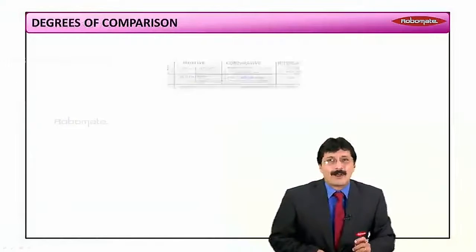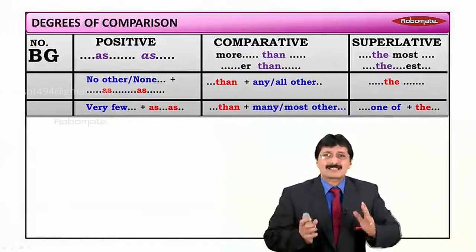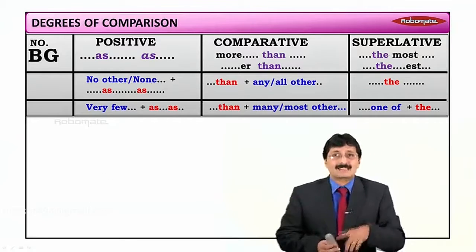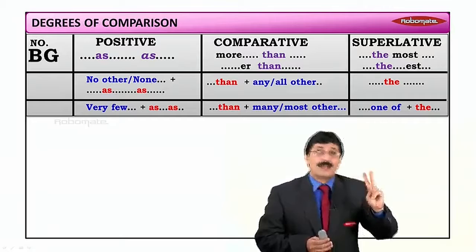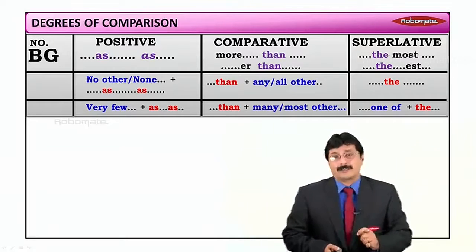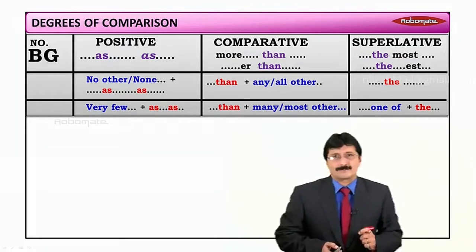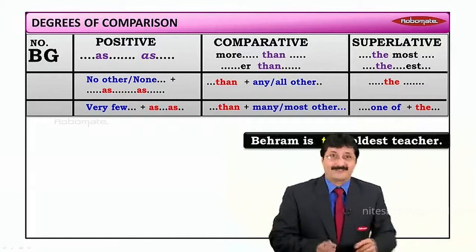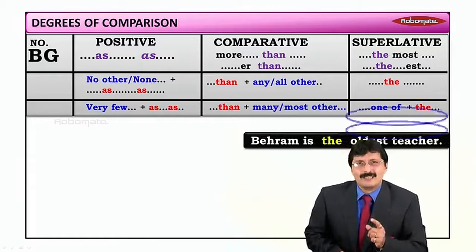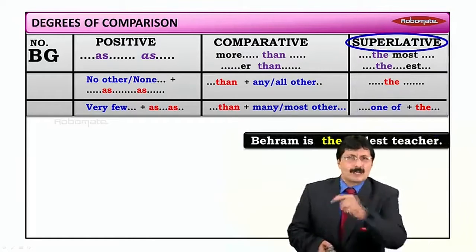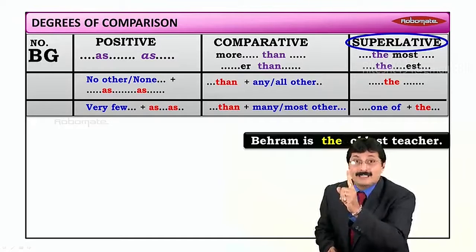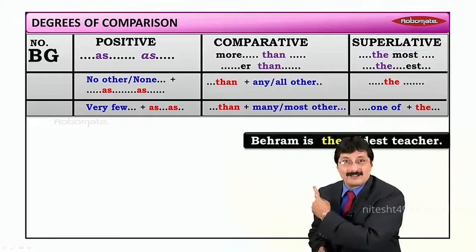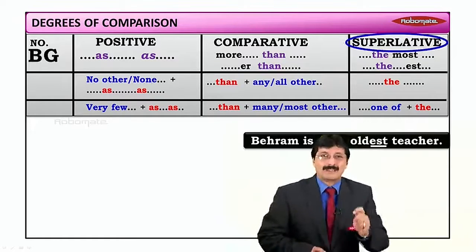So, 3 important points, and here we are starting with the bodyguard method. There we are, positive, as, comparative, more than or ER than, superlative, the most or the EST. Now, my dear friends, let's take an example. Behram is the oldest teacher. Can you see? This is the superlative degree. Why? Identify the degree with 1, EST, 2, the bodyguard, the. Easy? Okay, my dear friends.